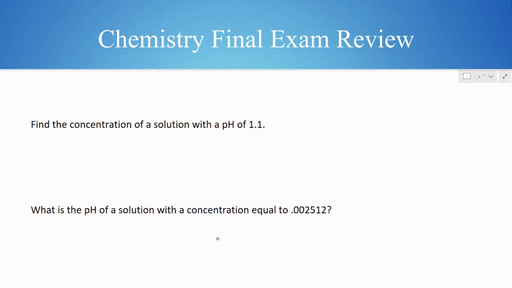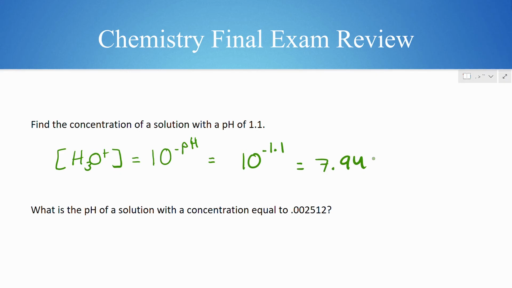Find the concentration of a solution with a pH of 1.1. The concentration of hydronium ions, or H+, same thing, is equal to 10 to the negative pH. So to find the concentration here, we do 10 to the negative pH of 1.1. And this will give 7.94 times 10 to the negative 2.